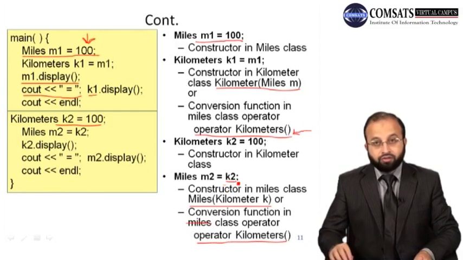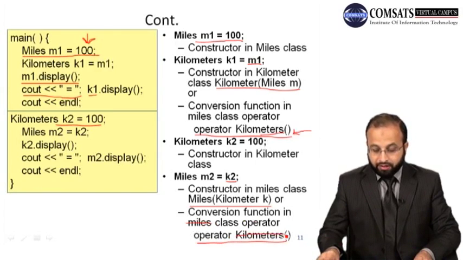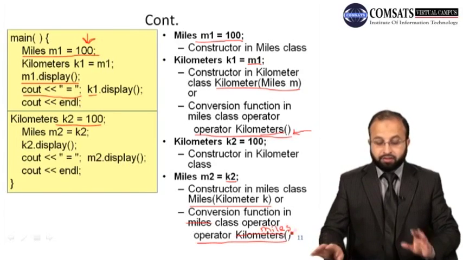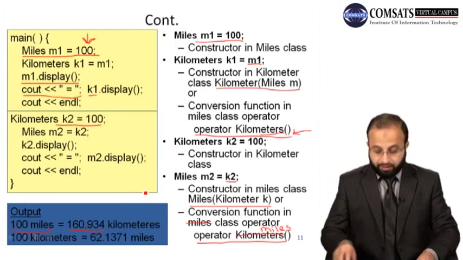The conversion function is always in the class of the object that appears on the right side of the assignment sign. Just like here we had the conversion function in m2, this one. Okay, so similarly this conversion function is in the kilometer class, and that conversion function is operator miles. Not kilometer, it should be miles, that is the name of the class, with capital M. So that would be the output. 100 miles is equal to 160 kilometers and 100 kilometers is 62 miles, right?